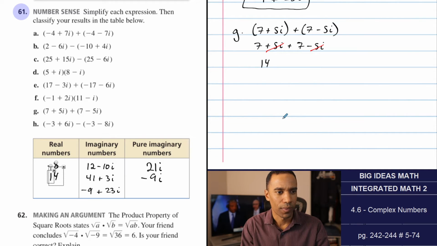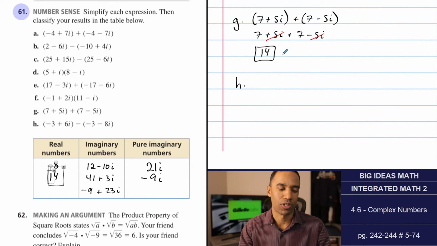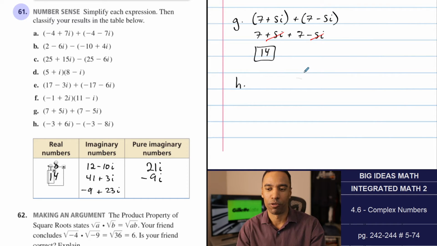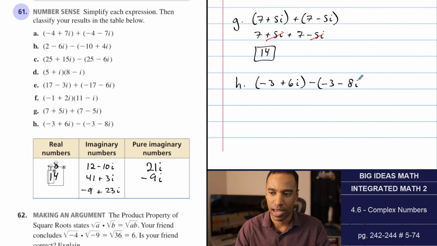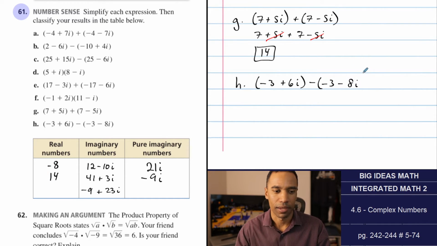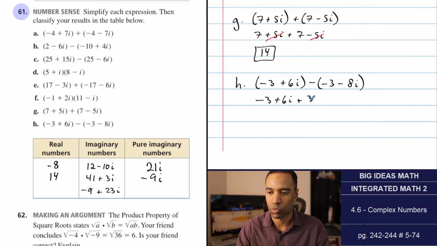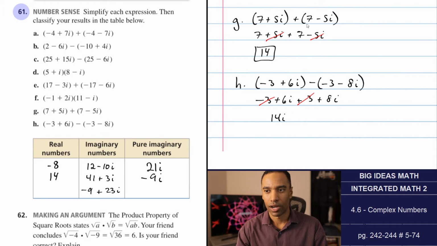And the last one, there was only one where we did foiling. I was hoping, no, actually there were two. Last one, part H. Notice how there's no part I. They'd be like, I don't want to confuse you. Negative 3 plus 6i minus negative 3 minus 8i. Okay, so this is negative 3 plus 6i. Let's distribute the negative. Plus 3 plus 8i. Negative 3 plus 3 is 0. 6i plus 8i is 14i. That is a pure imaginary number.